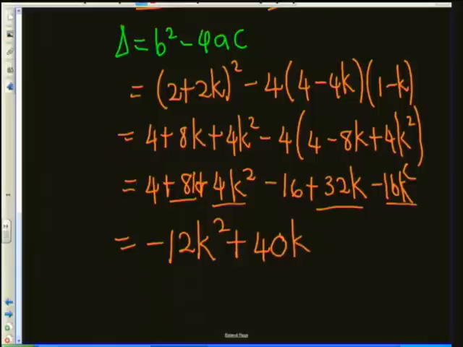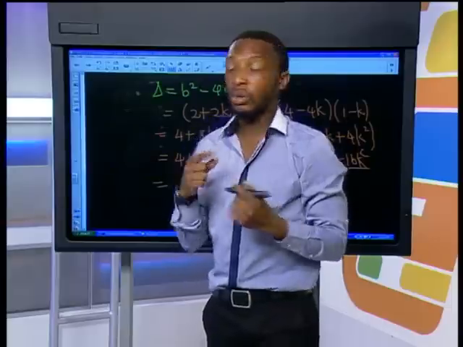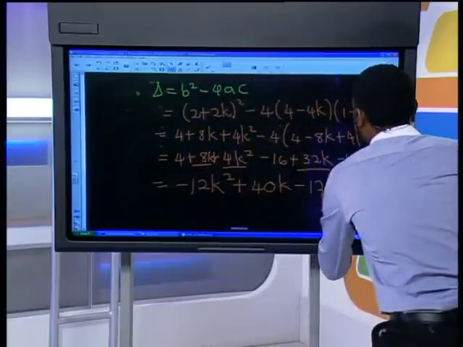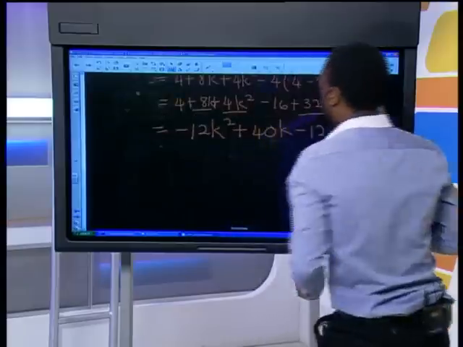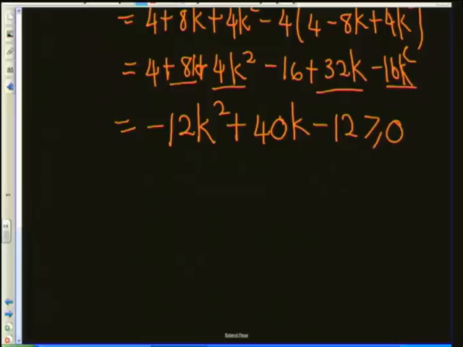And we're left with 4 minus 16, which is minus 12. Now, remember, in order for the roots to be real, this discriminant must be greater than or equal to 0. So that's what I'm going to do there. Greater than or equal to 0. Right, there we've got an inequality, a quadratic inequality, as you can see, and we need to solve for k.